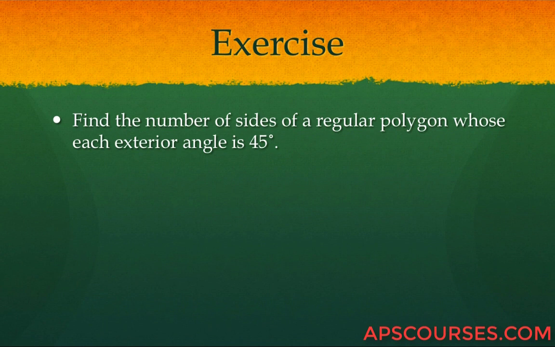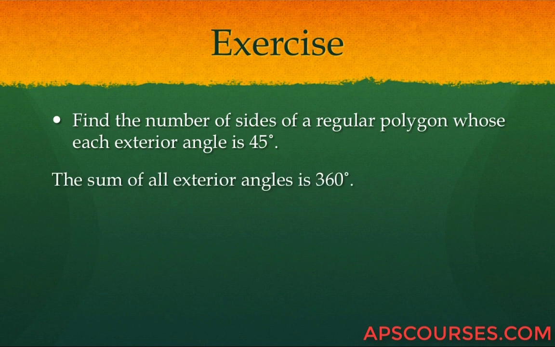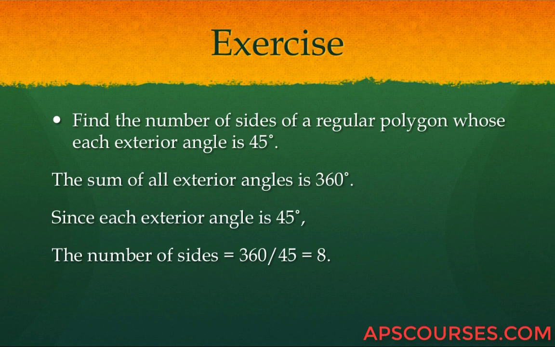Find the number of sides of a regular polygon whose exterior angles are 45 degree. We know that the sum of all exterior angles is 360 degree, and since each exterior angle is 45 degree, therefore the number of sides will be 360 upon 45, and it is equal to 8.